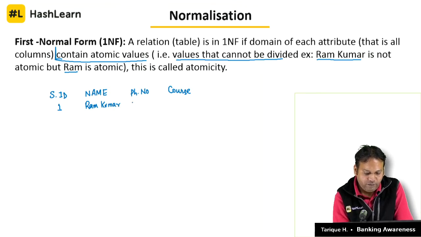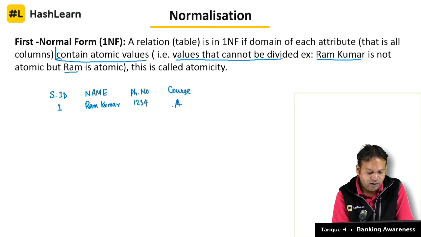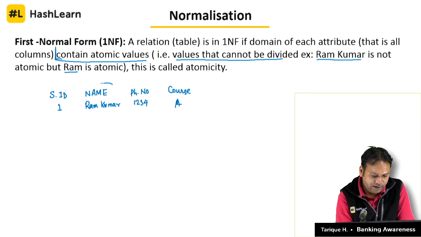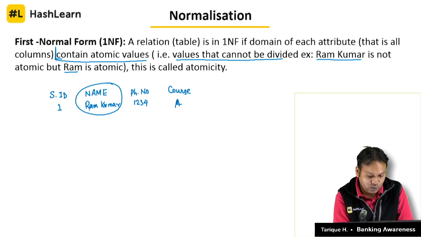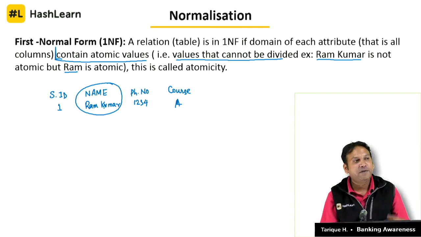Clear? And the phone number was, let's say, 1234, and the course was A. Now in this case, this particular attribute is not atomic. This is not atomic because there are two words here, Ram and Kumar. Suppose we take the name of all the persons in the same way.